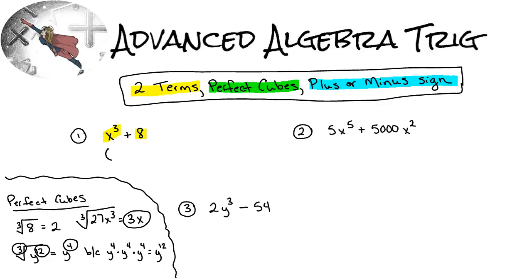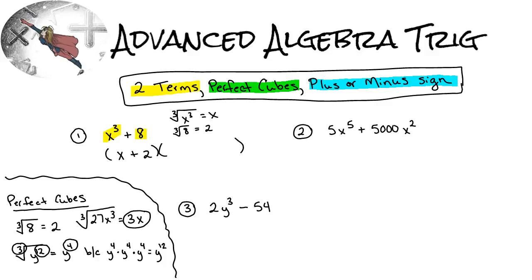Now this is a special pattern. You have the first parenthesis and then the second. We put the cube roots, so let's just write it to the side. The cube root of x cubed is x, and the cube root of 8, we did that before, that's 2. So we put the cube roots in our first parentheses. So we have x plus 2.